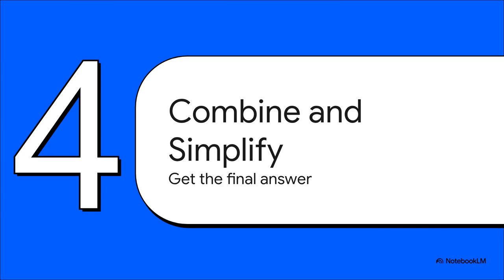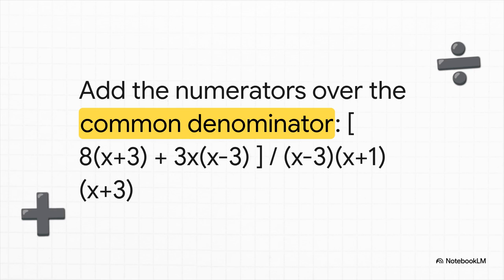And now, the moment we've been waiting for, the payoff. All that prep work is done, and we can finally combine our fractions into 1. This part's pretty straightforward. You just add or subtract the numerators and put the whole thing over that one common denominator we worked so hard to find. And a little tip, leave the denominator in that factored form for now. It'll come in handy later.